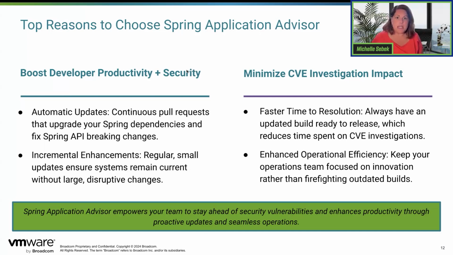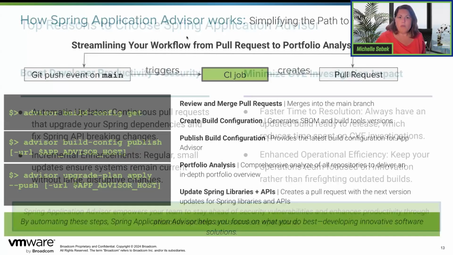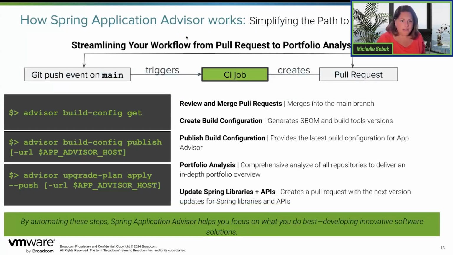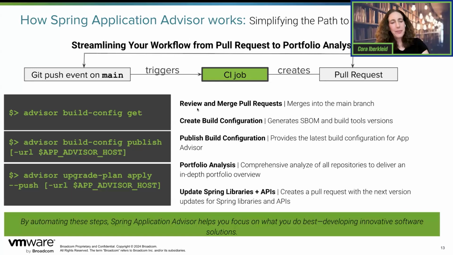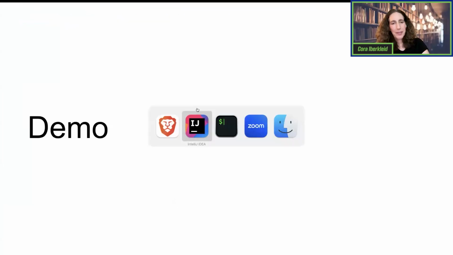If we flip to the next slide, this just gives you a visual. I'm a very visual person here. How do you streamline it? How do you go from a pool to a portfolio analysis? It seems overwhelming. It's not. We're simplifying your path to innovation. We automate it. Cora's going to show you how, and you can develop your innovative software solutions without spending a lot of time doing this. And Cora, you want to show them how? Absolutely. All right, so let's go to a demo.